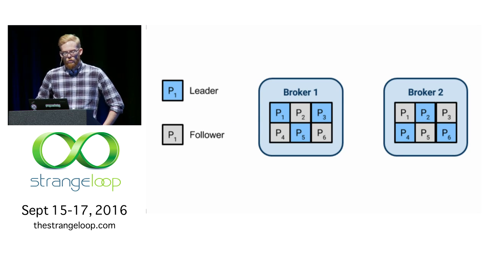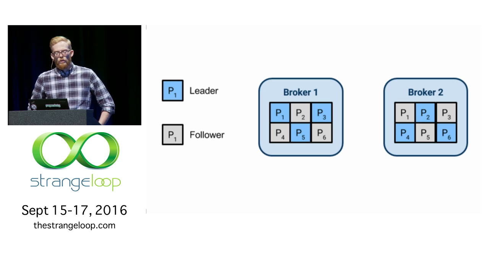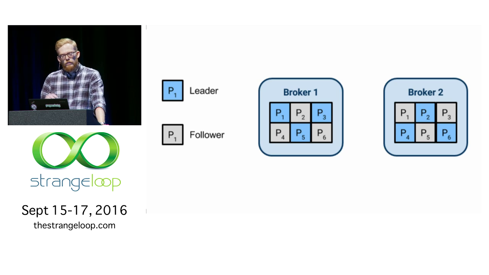So let's take a look at how this works. We'll start with 2 brokers, and we have 1 topic, and that topic is divided into 6 partitions. Each partition is replicated once from a leader to a follower. All the reads and writes are going to the partition leader. So in the case of a write, the leader forwards the write on to its followers.